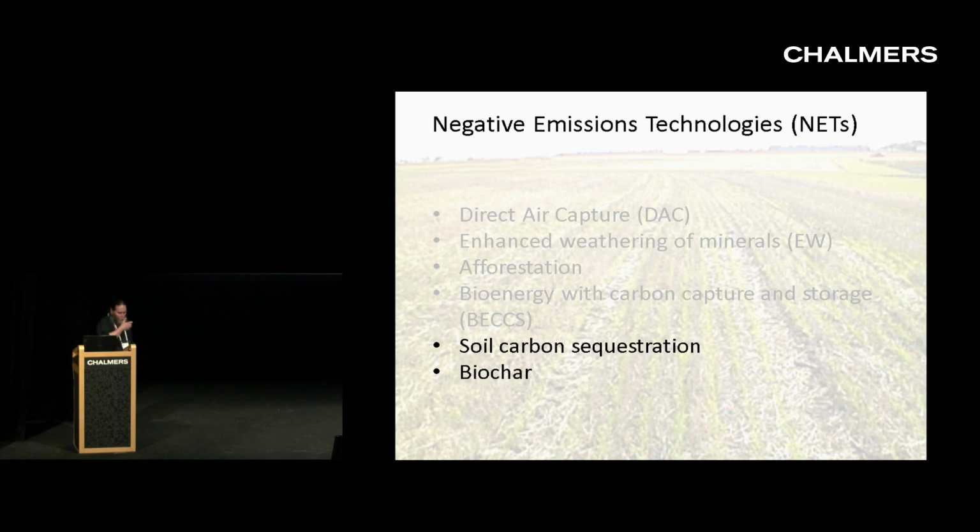Of the different negative emissions technologies which we've looked at in the Global Carbon Project, we've got direct air capture, enhanced weathering, afforestation, reforestation, BECCS, and then we've got soil carbon sequestration and biochar, and it's just the latter two that I'll focus on today. But every now and then I will show some of these other technologies just for comparison.